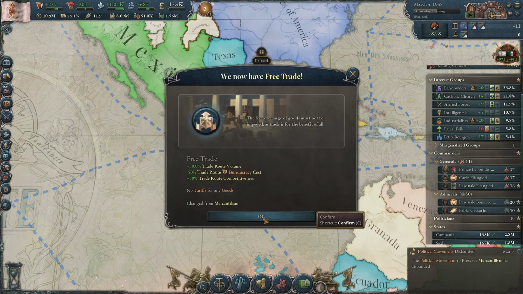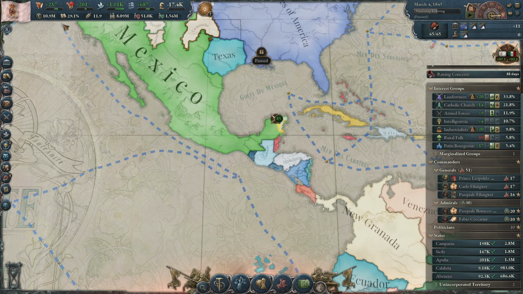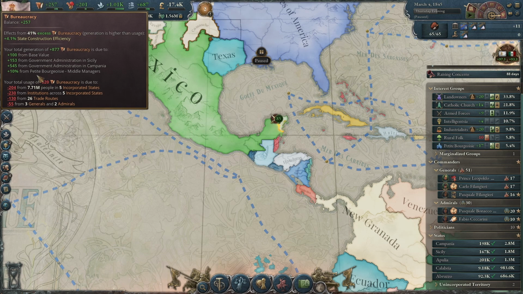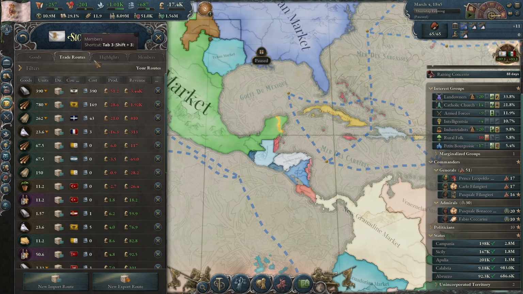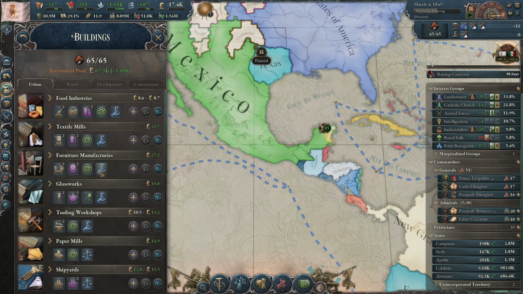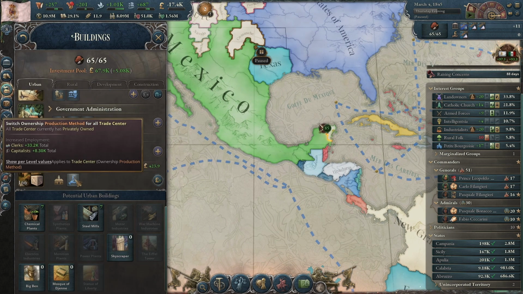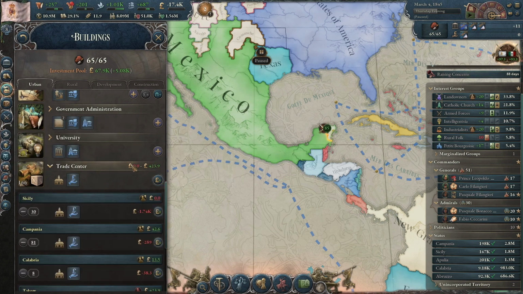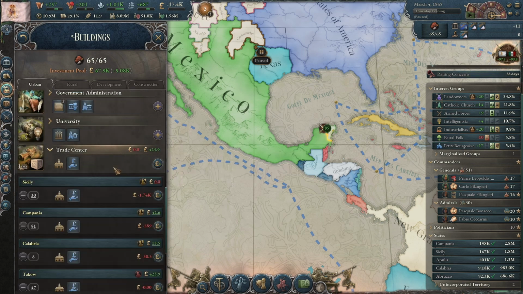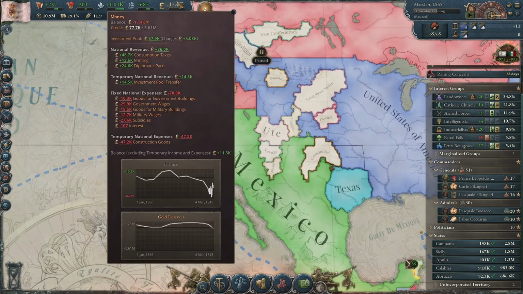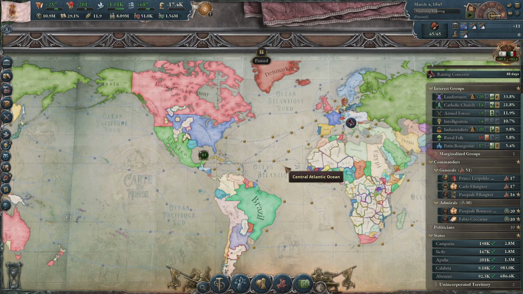All right, so here we are. We've switched into free trade. So now we have plus 50% trade route volume, plus 50% trade route competitiveness, minus 50% trade route bureaucracy costs. And because of those three things together, a couple of things are about to happen. Now we have way, way, way lower bureaucracy costs for trade routes, which means that we can set up way more trade routes. But also critically, now our trade centers are going to be owned by capitalists. And so as our trade centers increase in value and productivity, we'll get way more money. So that's just like the brief meta introduction for trade.